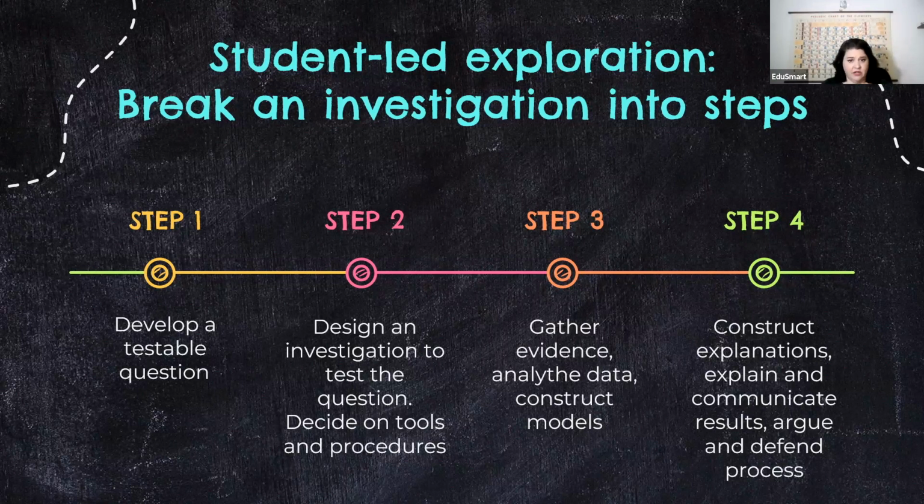Step 3, you gather your evidence, collect data, construct models, and then you find your explanation, articulate that explanation, and then you communicate your results and defend your process. So what if we just let the kids do 1 or 2 steps here, right? We don't have to allow them to do every single step. We're not just going to turn it over to them and say, have fun.